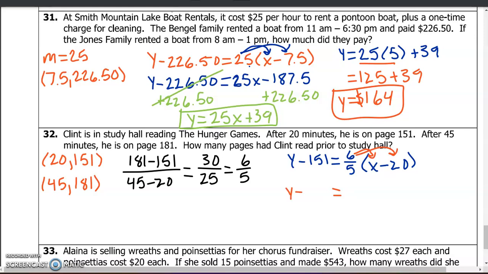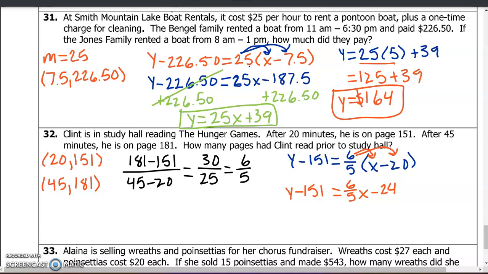So left side stays the same, y minus 151 equals, so now we got 6/5 x minus, and then 6 times 20 is 120. Okay, 120 divided by 5 would be 100, or no, not 104. Sorry, I'm trying to think. 24. Yeah. So negative 24. Okay, and again, if you're not sure, you can always just plug that in. 120 divided by 5 is definitely 24.